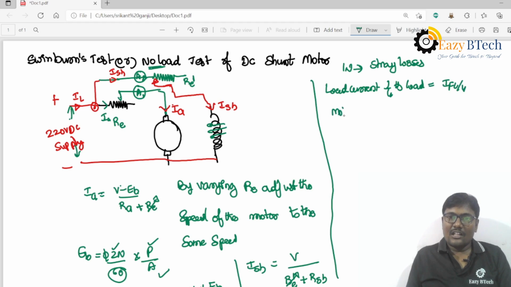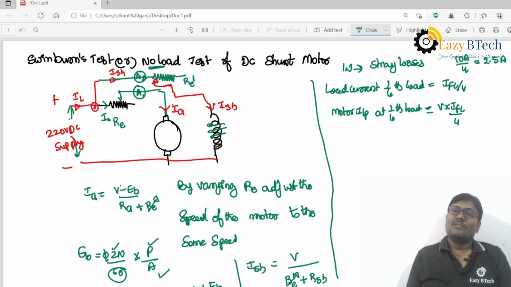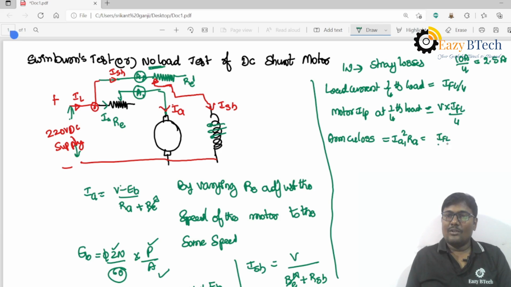And what is the motor input? The motor input at 1/4 load is also 1/4, that means V into IFL divided by 4. Suppose the full load current is 10 amperes, then at 1/4 load it is 10/4, which is 2.5 amperes. Now what is the armature copper loss? The armature copper loss is equal to IA dash square into RA, that means (I full load by 4 minus ISH dash) whole square into RA.